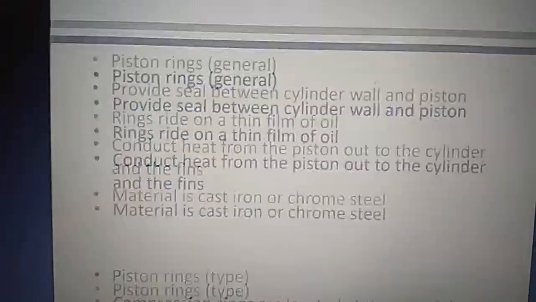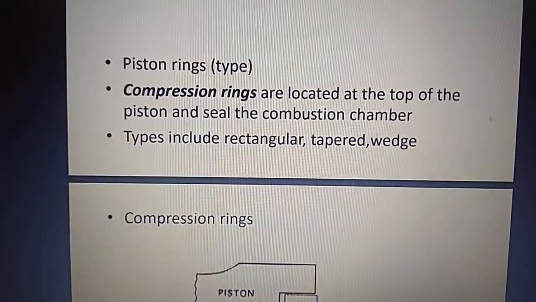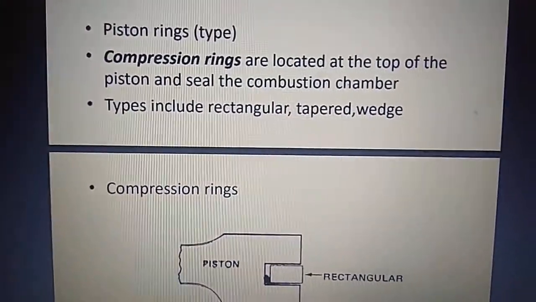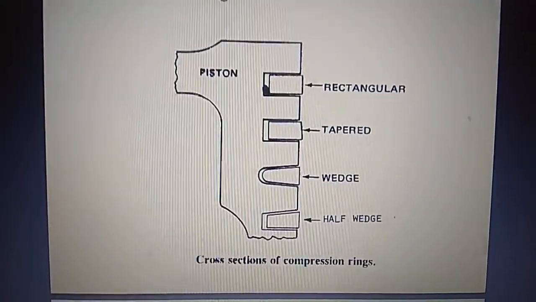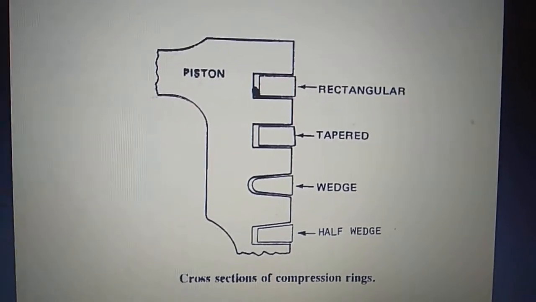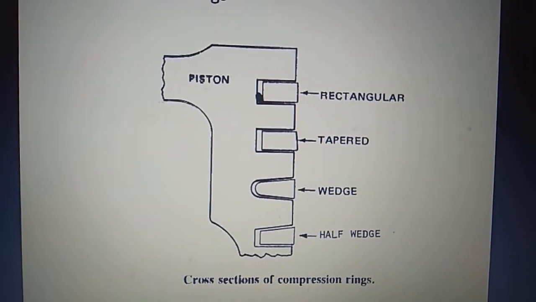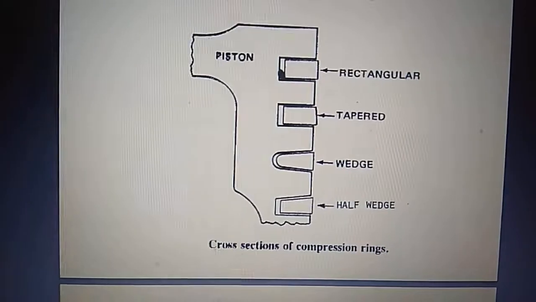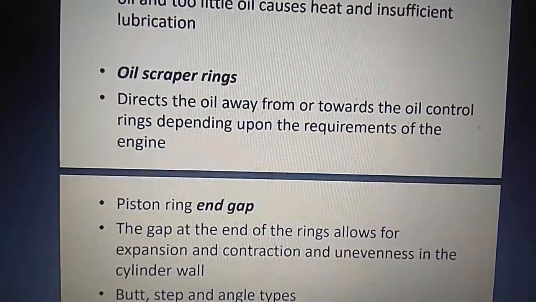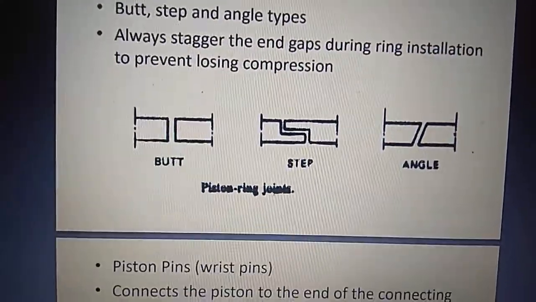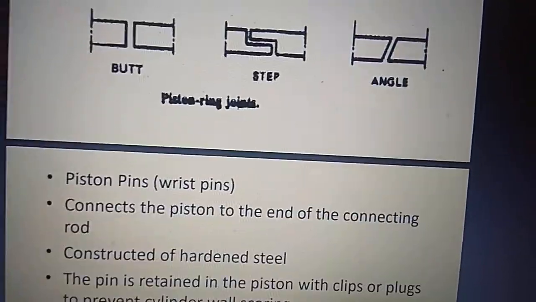Then the next part that we are going to discuss is the piston ring. There are compression type rings which are located at the top of the piston and seal the combustion chamber. You can see the compression rings here, which have rectangular, tapered, wedge and half wedge cross sections. Then there are oil control rings and oil scraper rings. Then there are end gaps, which are of butt joint, step joint and angle joint types.